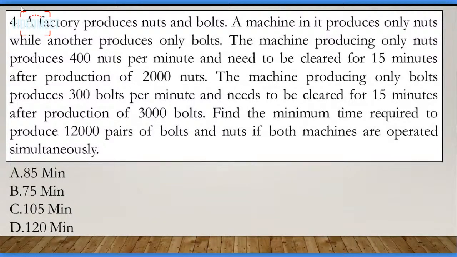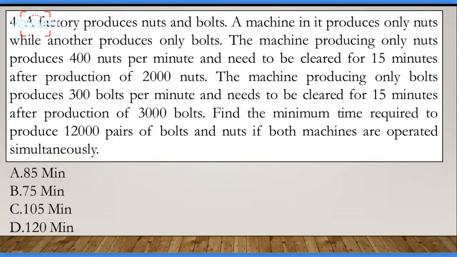Fine. The machine producing only bolts produces 300 bolts per minute and needs to be cleared for 15 minutes after production of 3000 bolts. That means the second machine, the bolt machine, requires 15 minutes to clear after production of 3000 bolts. Fine. Find the minimum time required to produce 12,000 pairs of bolts and nuts if both machines are operated simultaneously.